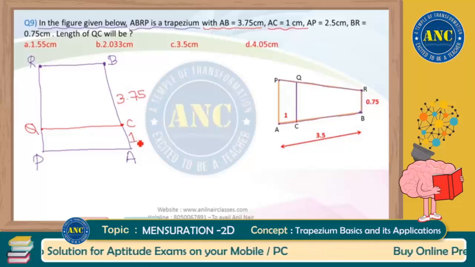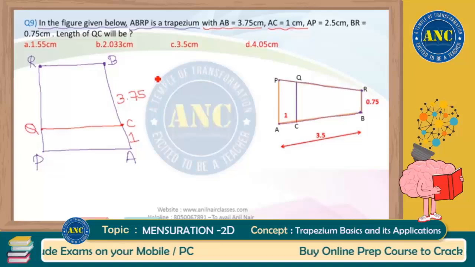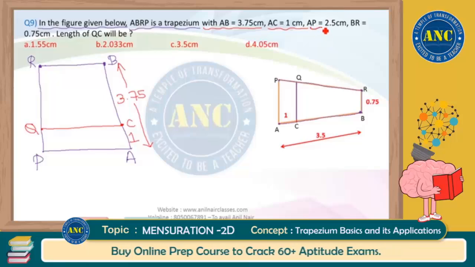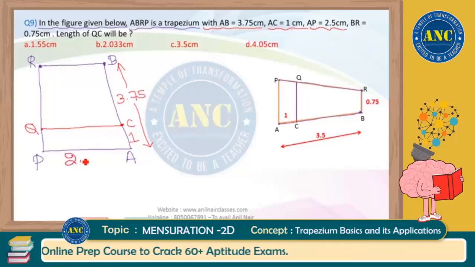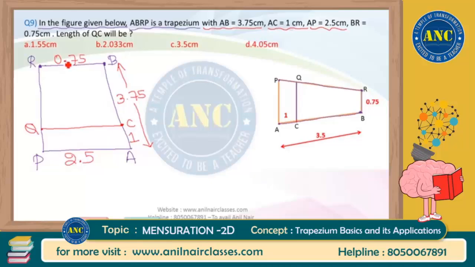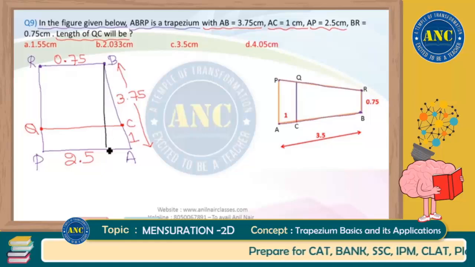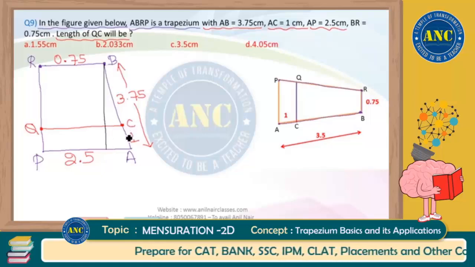AC value is 1. Beautiful. That also is clear for me right now. Total AB value is 3.75. Out of that, AC value is 1. AP value is 2.5. That is also clear for me. Next, BR value is 0.75. Your question is to find the length of QC. Now see here, sir. I need to find the length of QC. What I will do is, I am more habituated to always draw this perpendicular so that it will ease our problem.